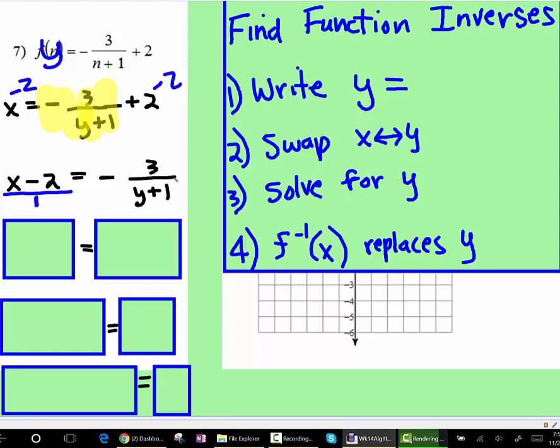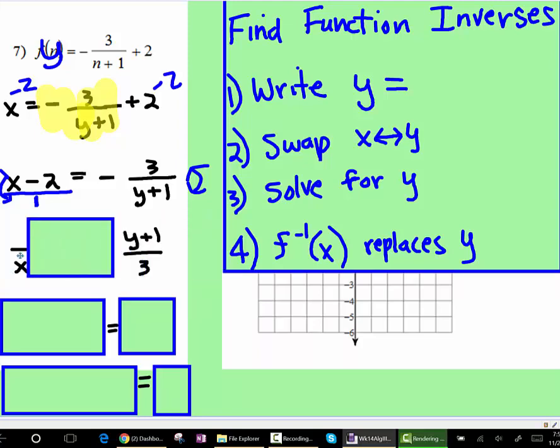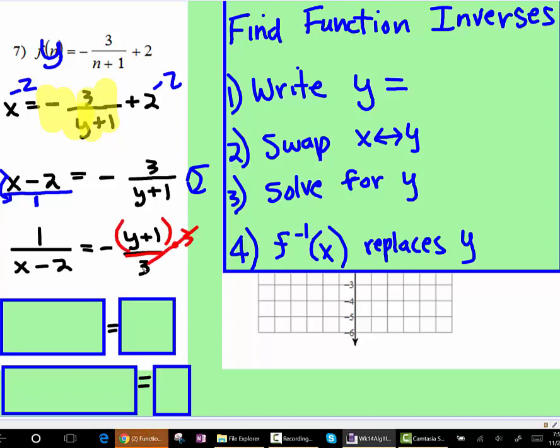When you have a fraction on both sides of the equal sign, you could just flip both sides. So now look at what we have. We have 1 over x subtract 2. And over here, the negative sign we still keep, but we have y plus 1 over 3. Well, now our job is to get the y by itself. How do we cancel a dividing 3? We multiply by 3.